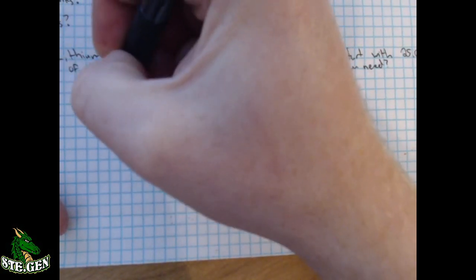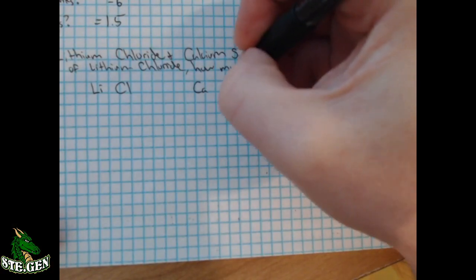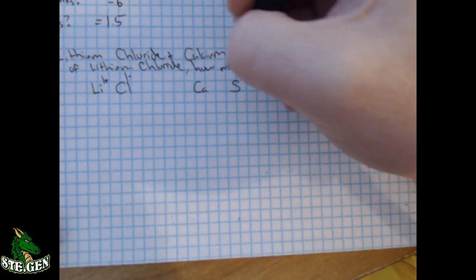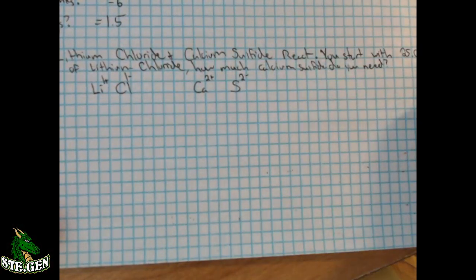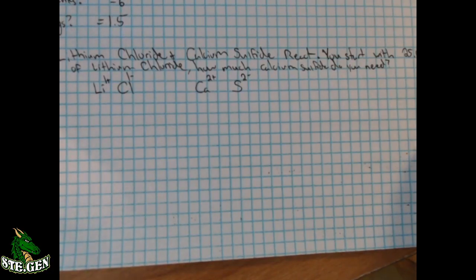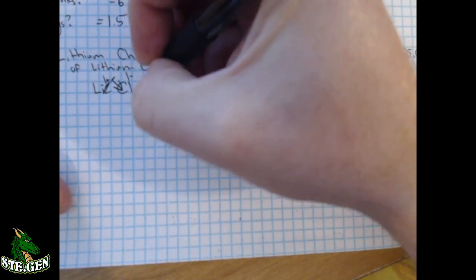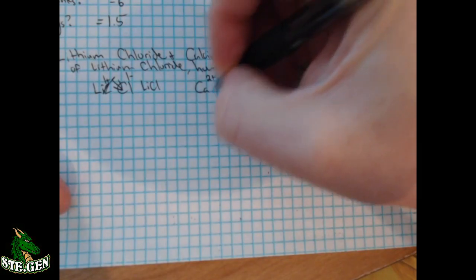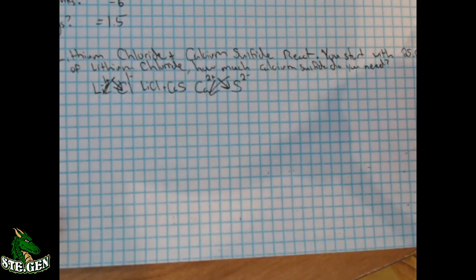We've got lithium, and we've got chlorine, and then we've got calcium, and sulfide is sulfur. So lithium is a 1 plus charge, chlorine is a 1 minus, calcium is a 2 plus charge, sulfur is a 2 minus charge. Hopefully you're still feeling pretty good about all this stuff, because again, it all builds from here on out. We'll cross our charges. We get LiCl, cross our charges. Remember, we have to reduce these because they're ionic. We get CaS.